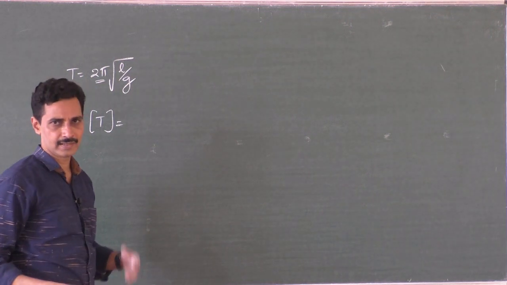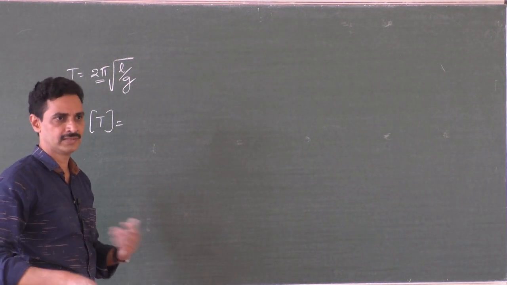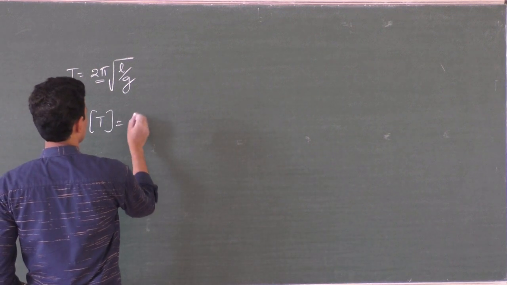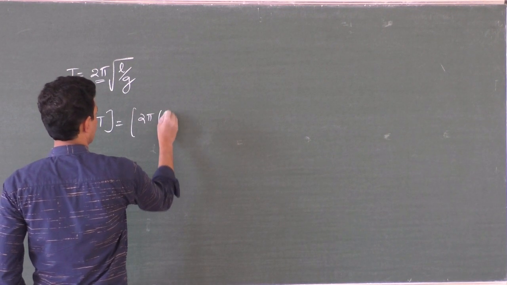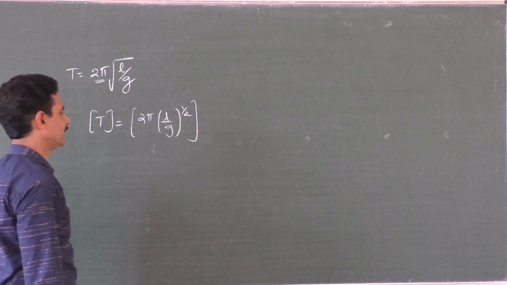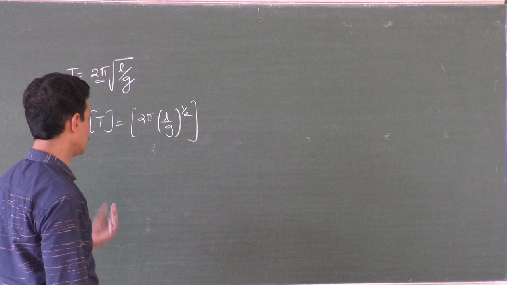Pi is a constant, it doesn't change its value now and then, the same value is there. Why shouldn't I write this as 2 pi into L by g to the power half? Because square root means to the power half.